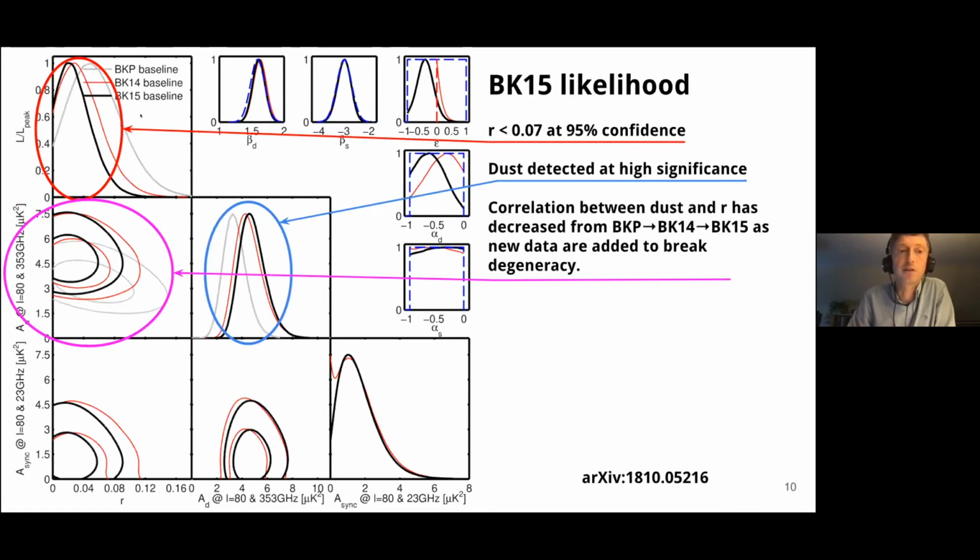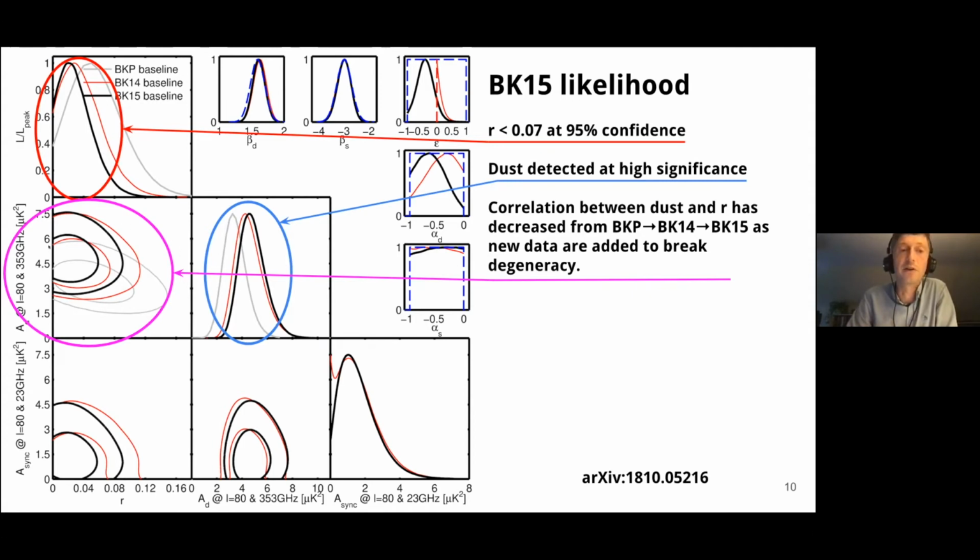So here's a picture of what that looks like in BK15. This triangle plot is showing the parameters, including a dust amplitude and a synchrotron amplitude. The upper left panel is the final result from BICEP, where we have a marginalized posterior for r. In the BK15 analysis, this led to a 95% upper limit of 0.07. But you can also see that we have a very strong detection of a dust signal. Dust amplitude of 0 is ruled out at many sigma.